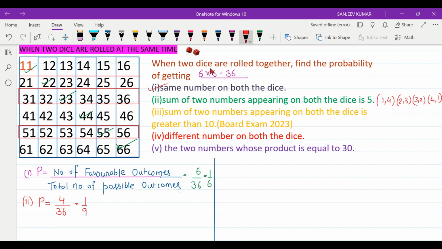Okay. Now let us go to the third question. The second question is done. The third question is: the sum of the two numbers appearing on both the dice is greater than 10. This question was asked in the board exam 2023 set 2. Now we have to find which sums will be greater than 10. Make sure that we are not going to take those sums which are equal to 10, only those which are greater than 10. So we have some 2 to 3 combinations.